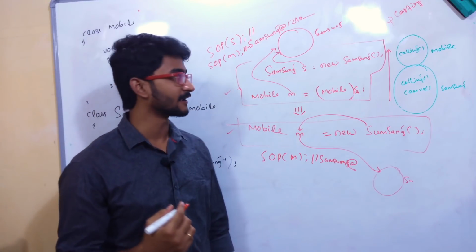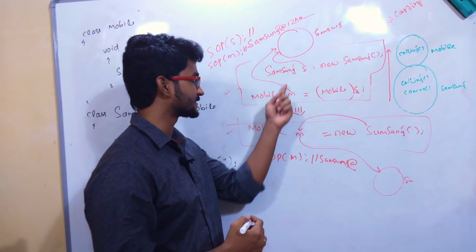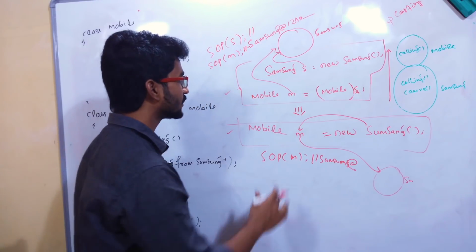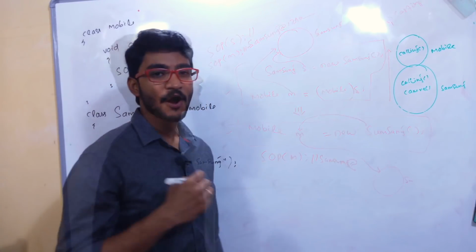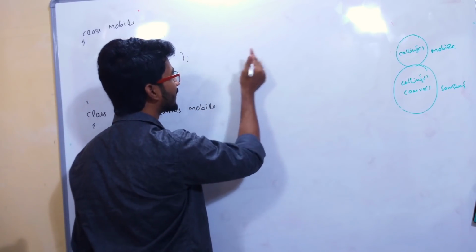Okay, so now let me do one thing. Let me call all these methods we have using this reference, and let's see how this is working and what output we are going to get. So let me wipe these things out. Let me do upcasting here, in one line.